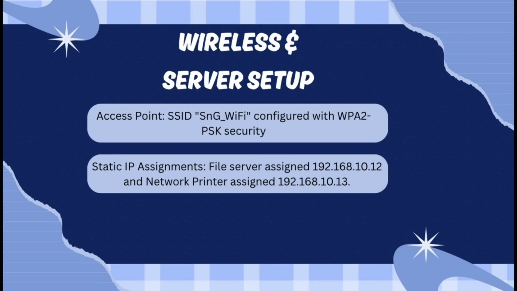For the wireless side, we set up an access point with the SSID as NG Wi-Fi. To keep it secure, we used WPA2 PSK encryption. We also ensured that critical resources like our file server and printer were given static IP addresses so they are always easy for the staff to find. I will now hand over to presenter 4 to talk about our testing results.